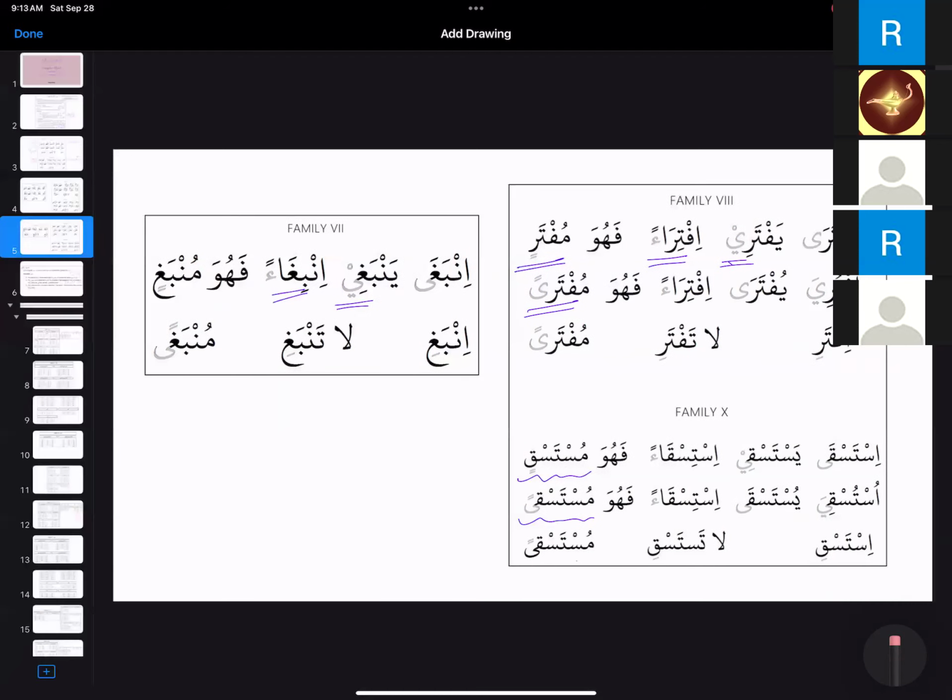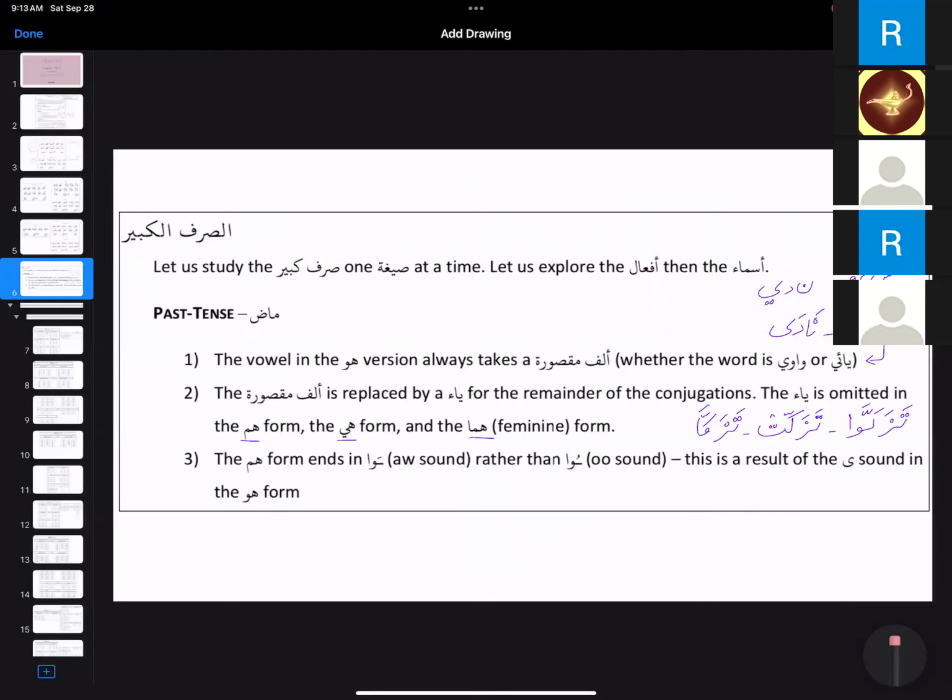Okay, so that was family 10, and we are done with Mazid Fihi Sarf Saghir. Now Sarf Kabir. Let's study Sarf Kabir one siga at a time and explore the afal and asma.